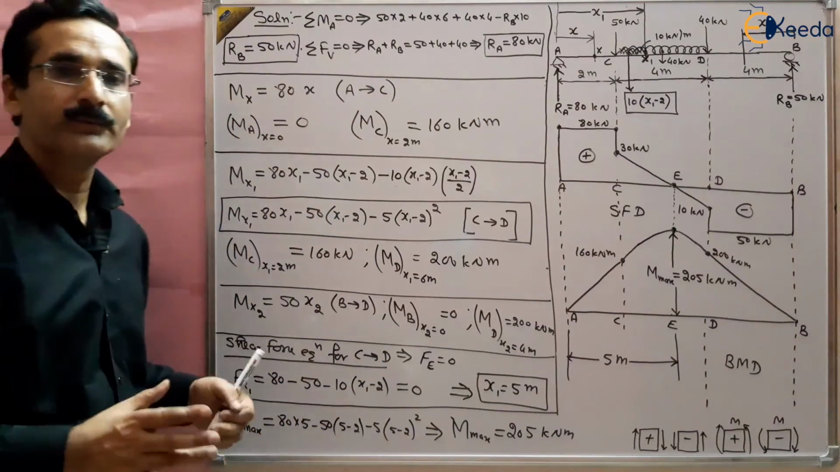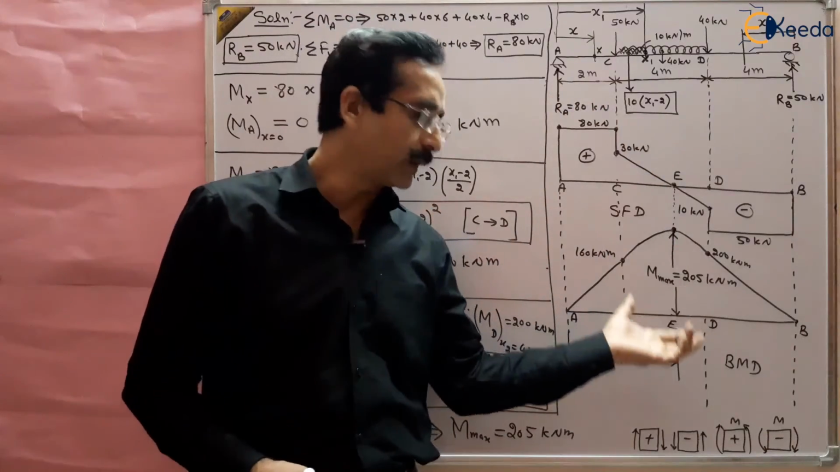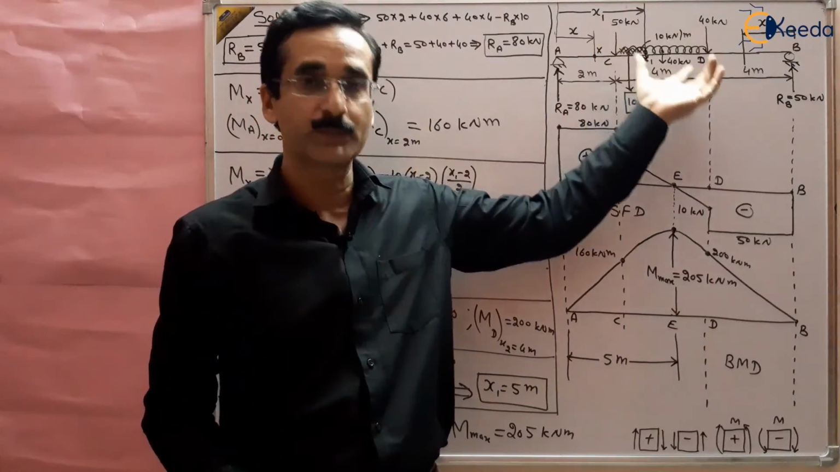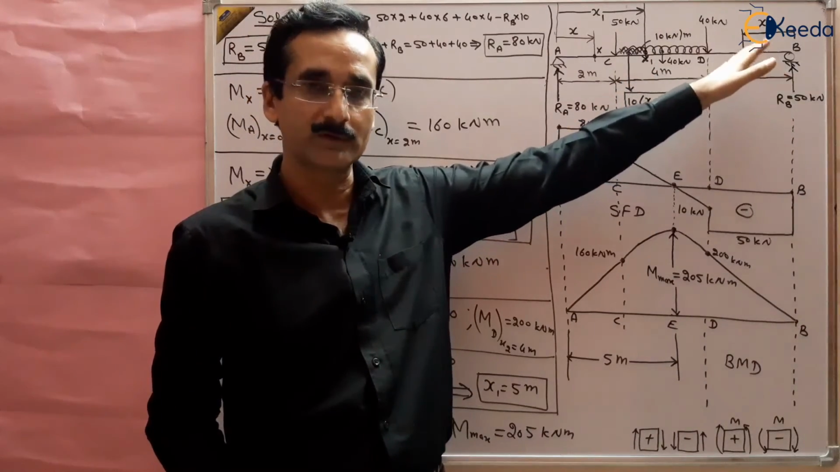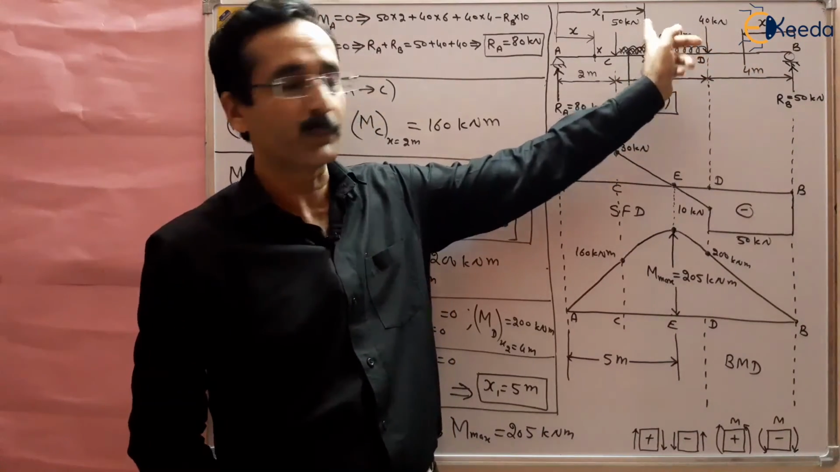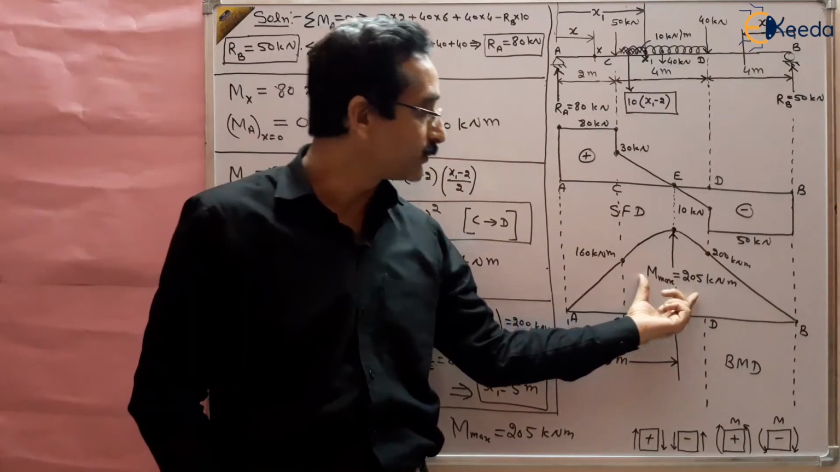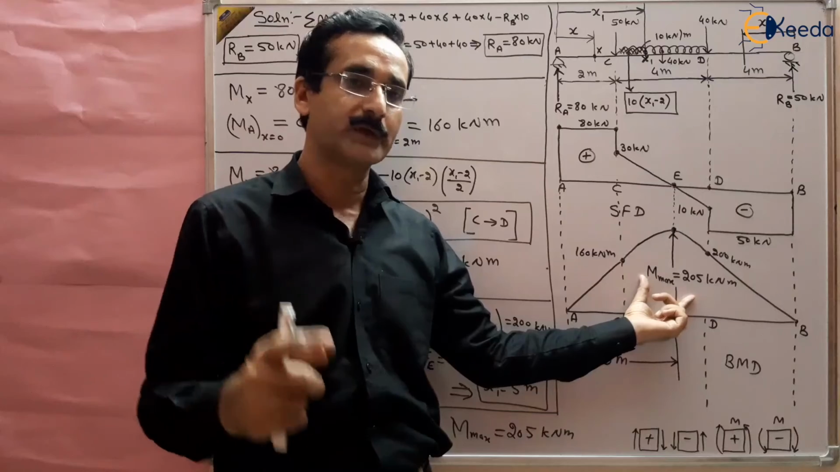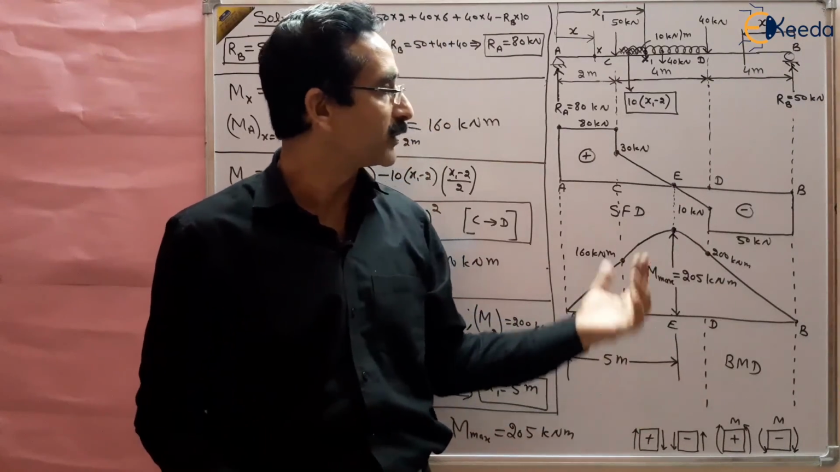So this is how we can draw the shear force diagram and bending moment diagram for the given simply supported beam, which is loaded with UDL and point loads, and then we can also find out the maximum bending moment, because the failure takes place due to this maximum bending moment, right? So this is how we can solve this question.